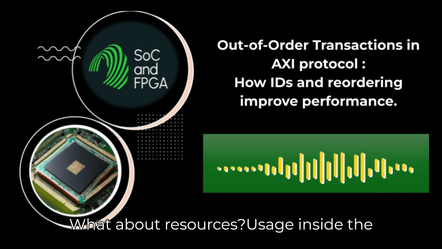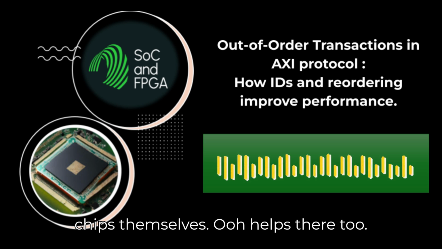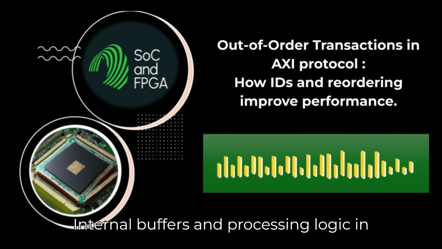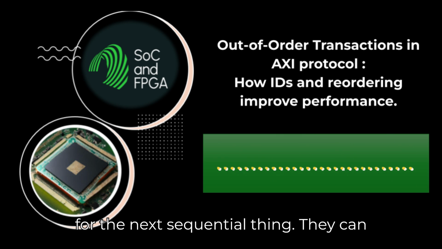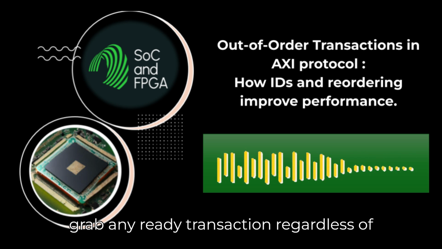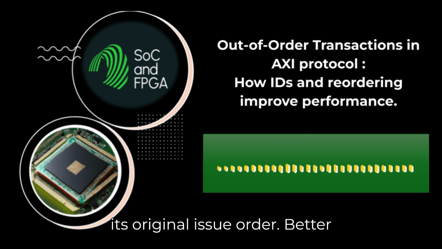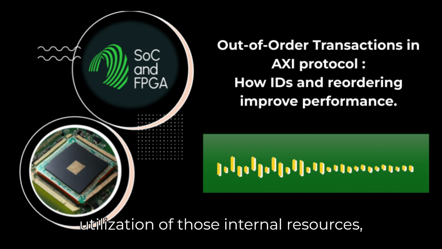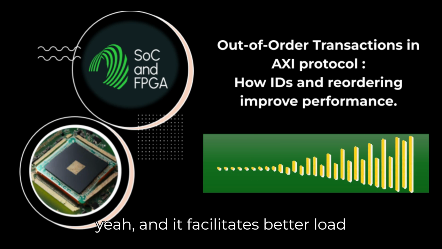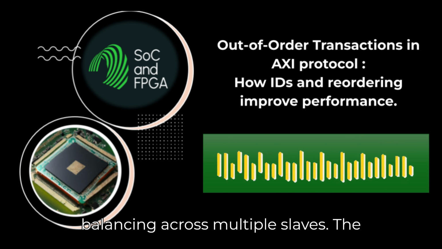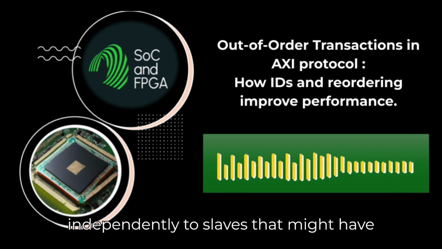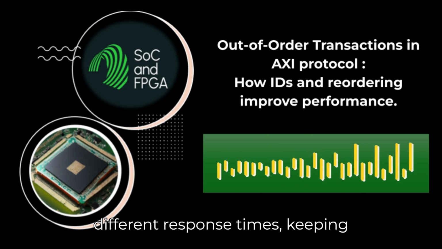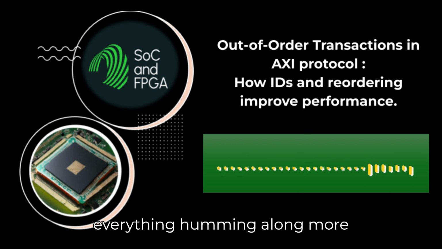What about resource usage inside the chips themselves? Oh, it helps there too. Internal buffers and processing logic in masters and slaves don't sit idle waiting for the next sequential thing. They can grab any ready transaction regardless of its original issue order. Better utilization of those internal resources. Yeah, and it facilitates better load balancing across multiple slaves. The interconnect can route transactions independently to slaves that might have different response times, keeping everything humming along more efficiently.